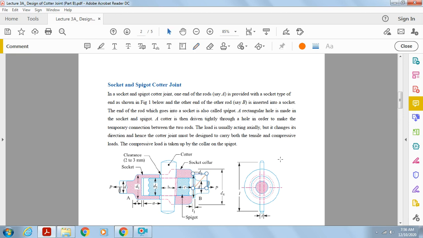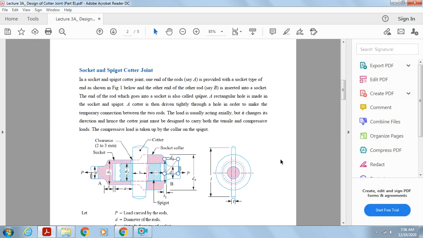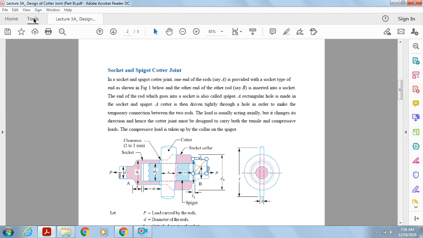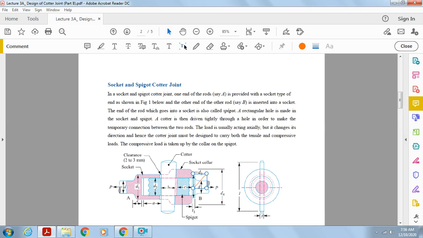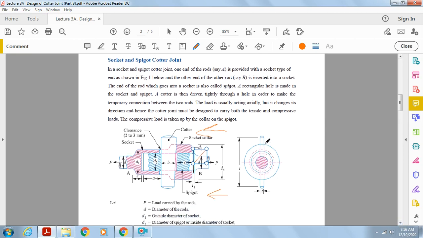With respect to this design aspect, one thing we have to remember is that the central axes of these two rods must be in the same axis, coaxial. Only then can we design the Cotter joint. This is one view, and if you view this Cotter joint from this angle, we can see some concentric circles, and a rectangular slot through which the cotter is inserted. Now coming back to the dimensions.